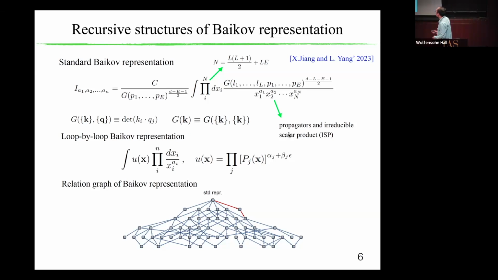And because we have two different representations, there should be some relations. Actually, we can start from the standard Baikov representation and integrate out some of the variables and get other representations, the loop-by-loop representations, such that we can get a relation graph of the Baikov representations. This graph is just an example from two-loop integrals.